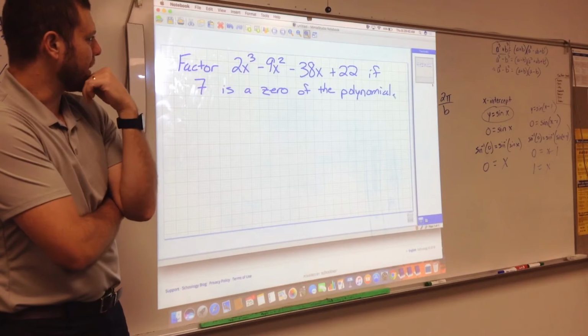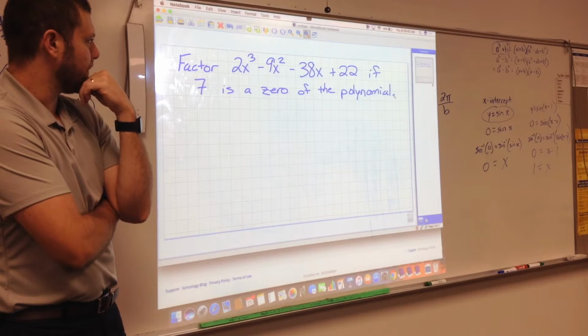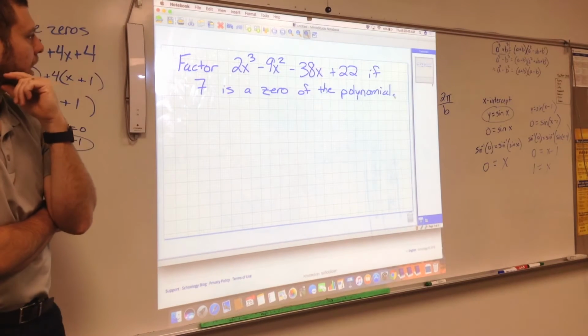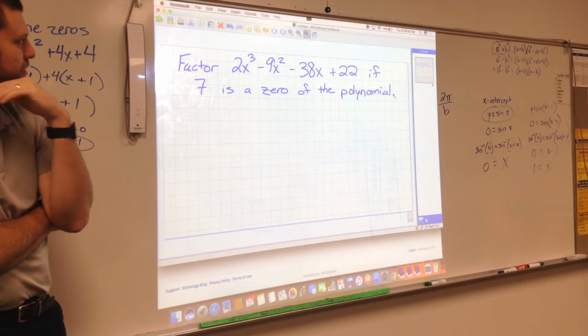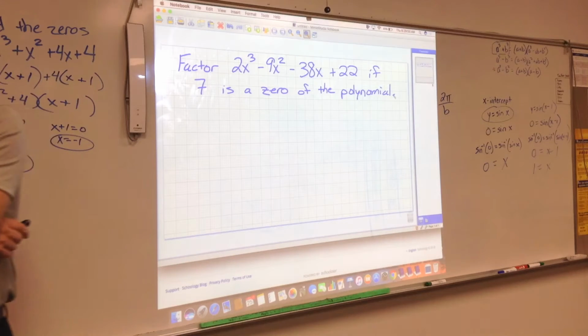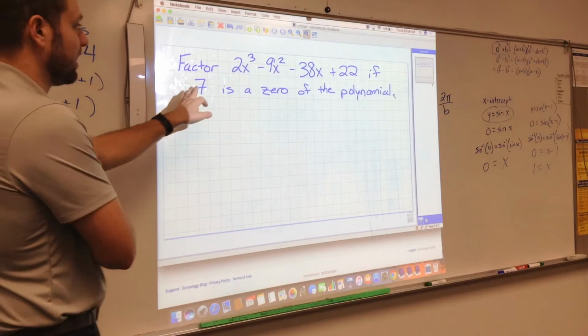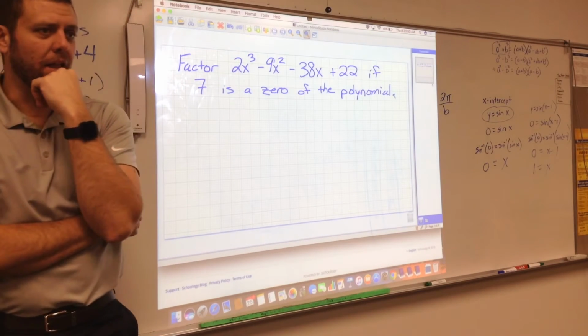Okay, so we want to factor this. You could try factor by grouping, but I know for a fact that that's not going to work here. Okay? I know there's 4 terms, but factor by grouping, you're not going to get common factors, so that's not going to work. So we got to be able to have another way of doing this. Okay? I was kind to you and said 7 is a 0 of this polynomial.